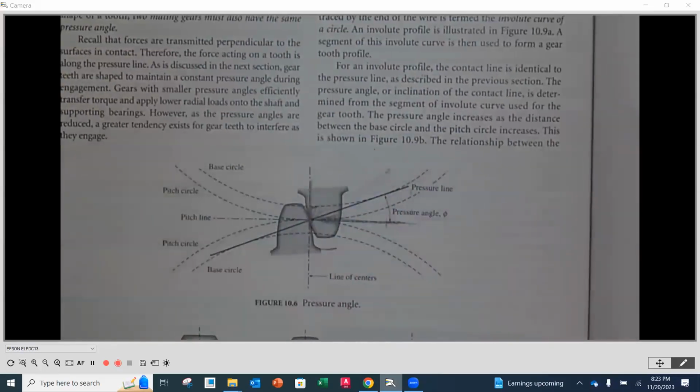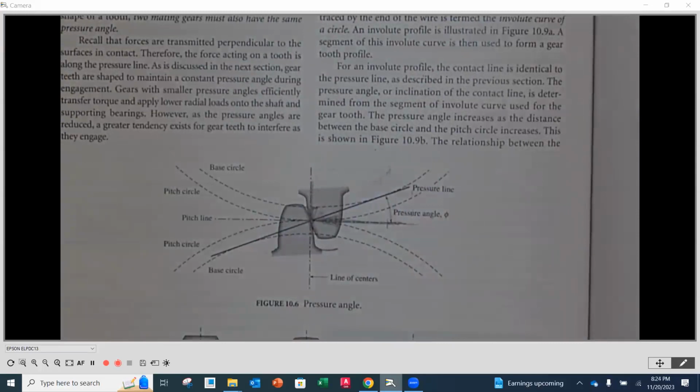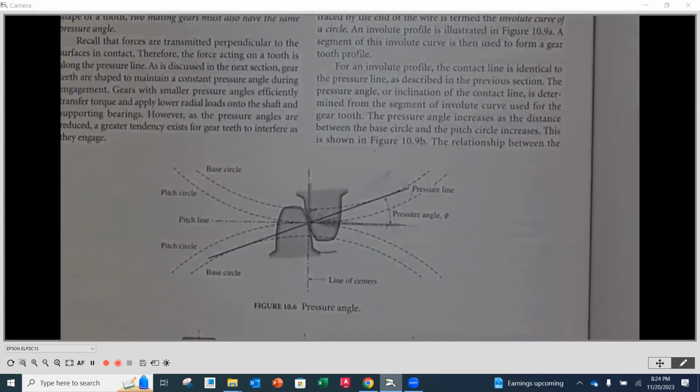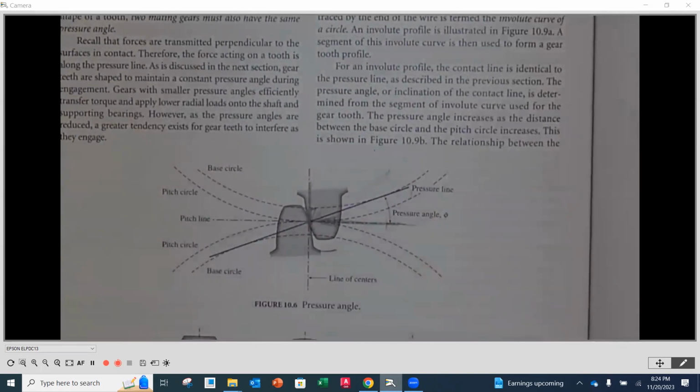Okay. So although we're not dealing with forces right now, pressure angle is important. And we'll talk more about it in design of machine elements, but know that that's going to be where that resultant force is going to be. That's going to have the components that are tangential and radial coming in at that point of engagement.